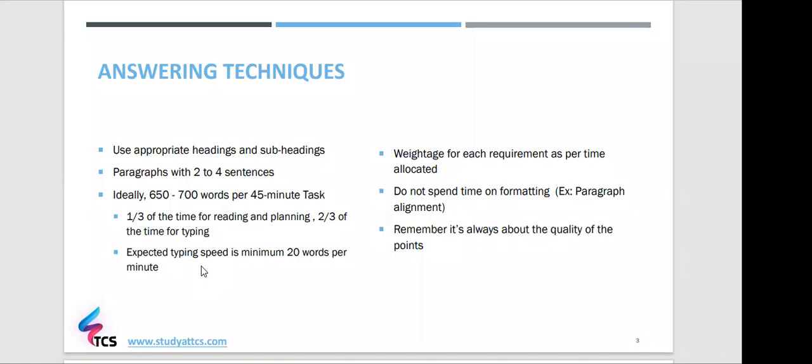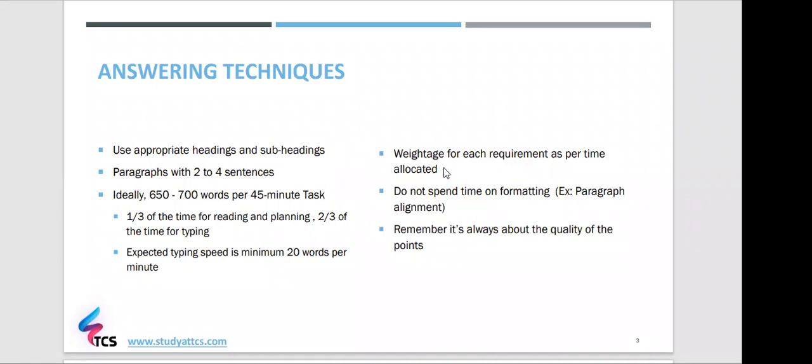Use headings and subheadings. When you are providing answers, provide answers in paragraphs at all times, and 1/3 of your time should be allocated towards reading and planning the answer, and 2/3 should be allocated towards typing. And when it comes to typing, the minimum typing speed is 20 words per minute. And on top of all these things, you need to be conversant with the weightages provided under each and every subtask.